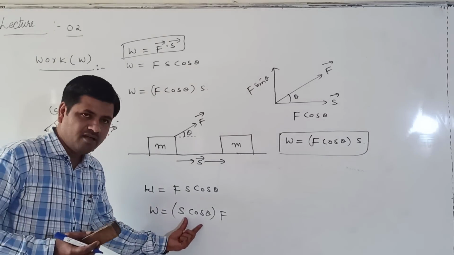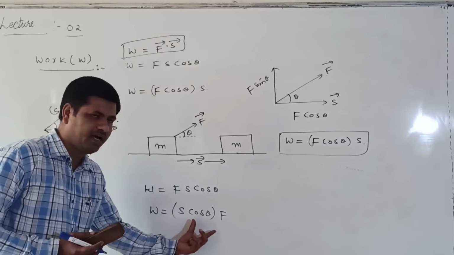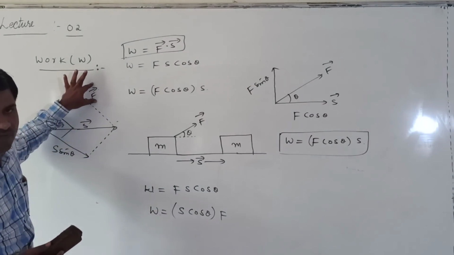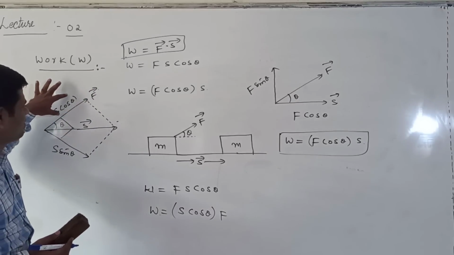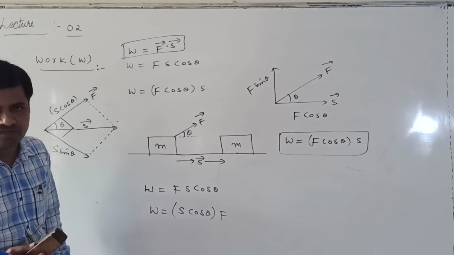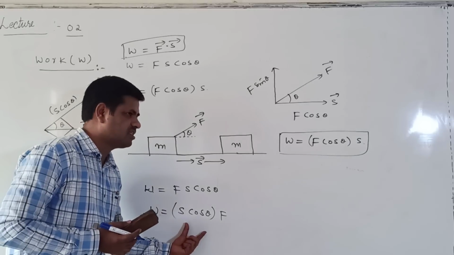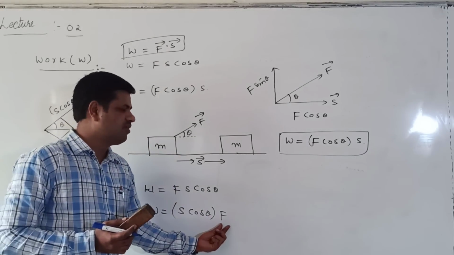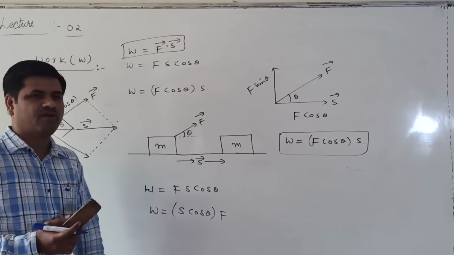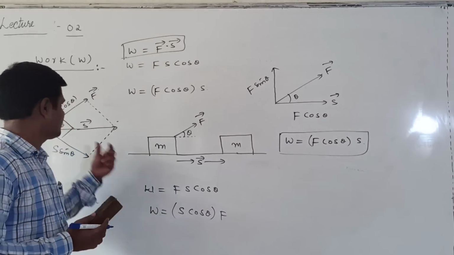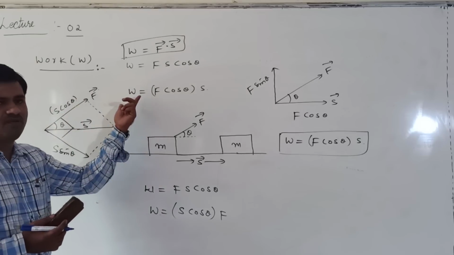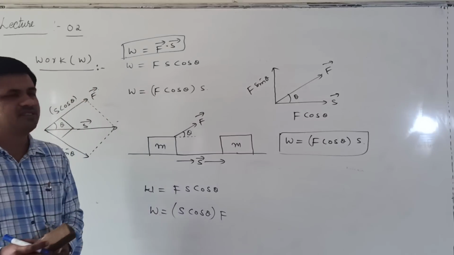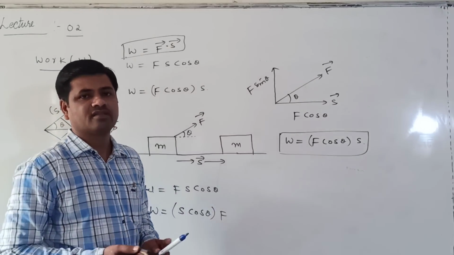The product of the component of the displacement in the direction of the force. This S cos theta is the component of the displacement in the direction of the force. The product of the component of the displacement in the direction of the force and the magnitude of the force is called work done. Here S cos theta is the component of the displacement in the direction of the force. This F is the magnitude of the force. The product of these two is called work done. This is the third definition.